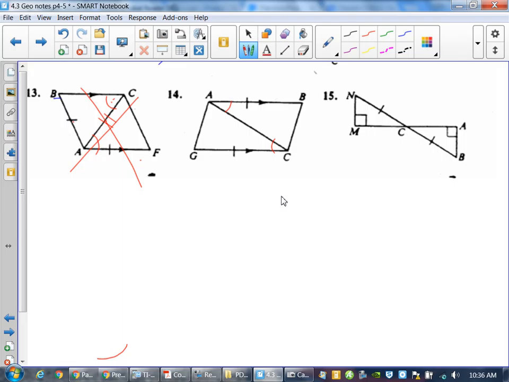And what else do you have left over? Here you have side, angle, side. You got side, angle, side in this case, okay?